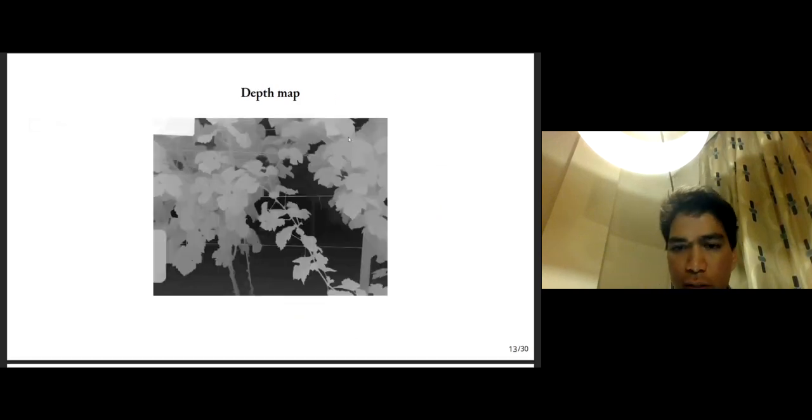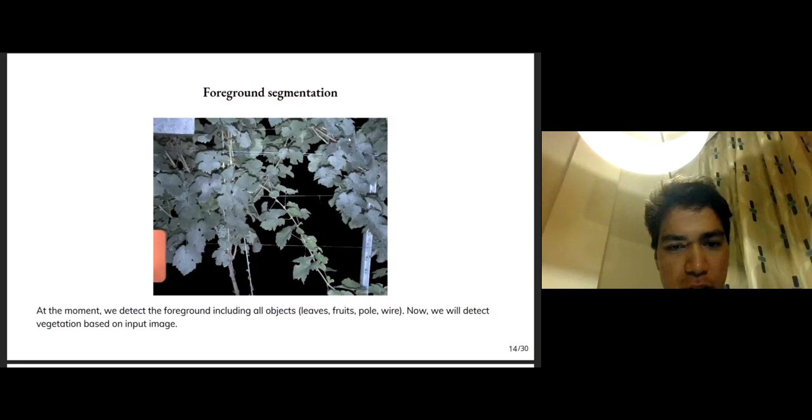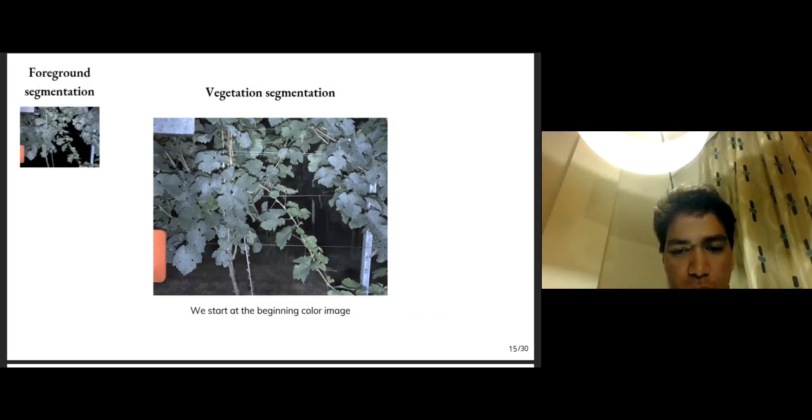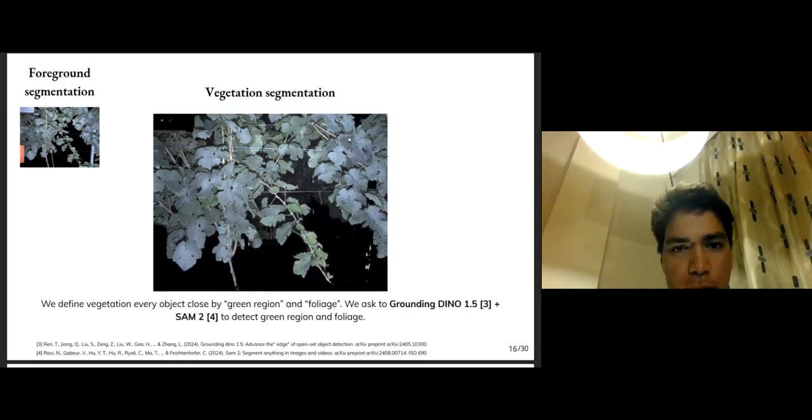So we have the depth map, and we apply this threshold to separate the background and the foreground. Here we have the foreground segmentation where we include all objects: the leaves, the fruit, the pole, and the wire. Now we will detect the vegetation based on the input image. So we come back to the beginning, the color image. And here we detect all the vegetation in the image using Grounding DINO 1.5 combined with SAM2 to detect the vegetation in the image and to segment this element.